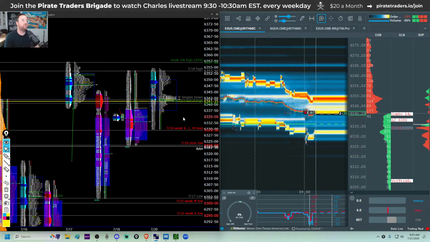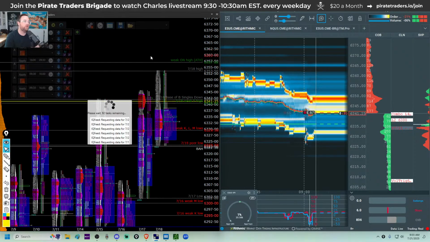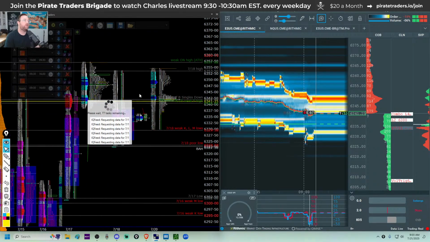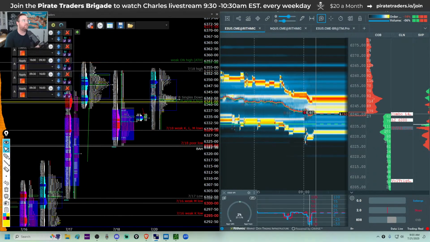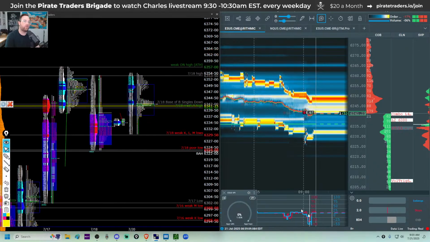I come from a community called Pirate Traders, where we are focused on the ES, the NQ, and how they move through the two-way auction process. I'm going to be using the software that you see on the screen to make predictions about what the market can do today. The chart on the right over here is a Bookmap chart.